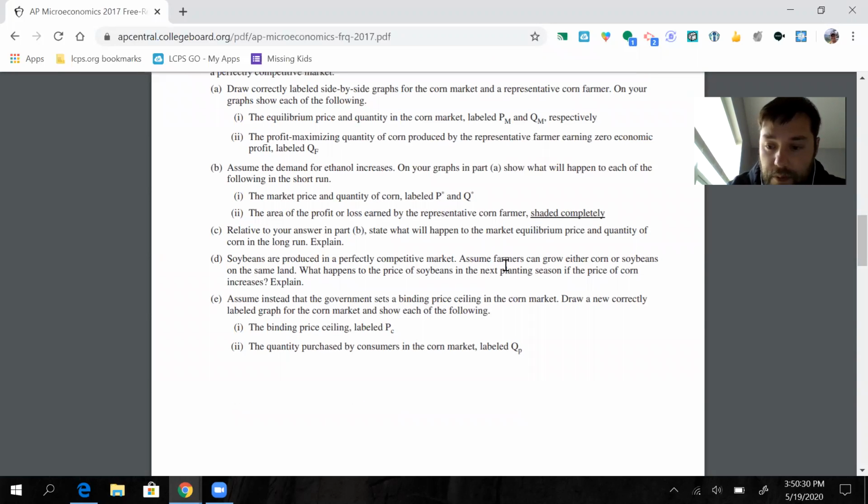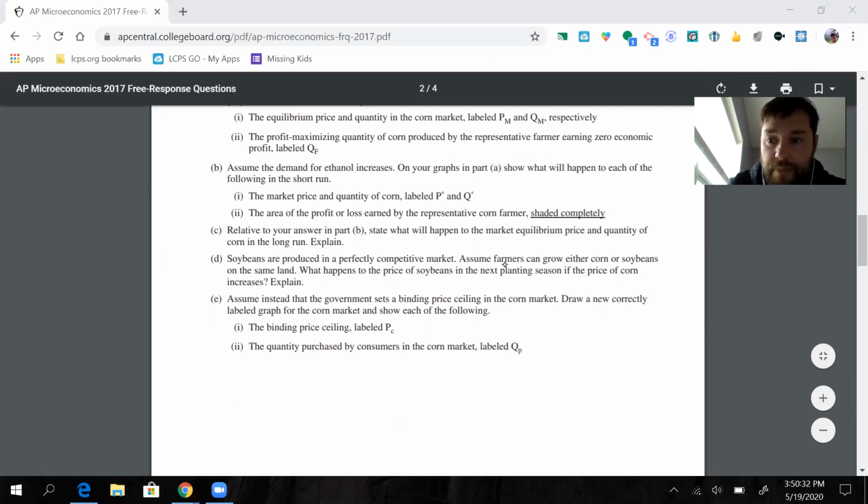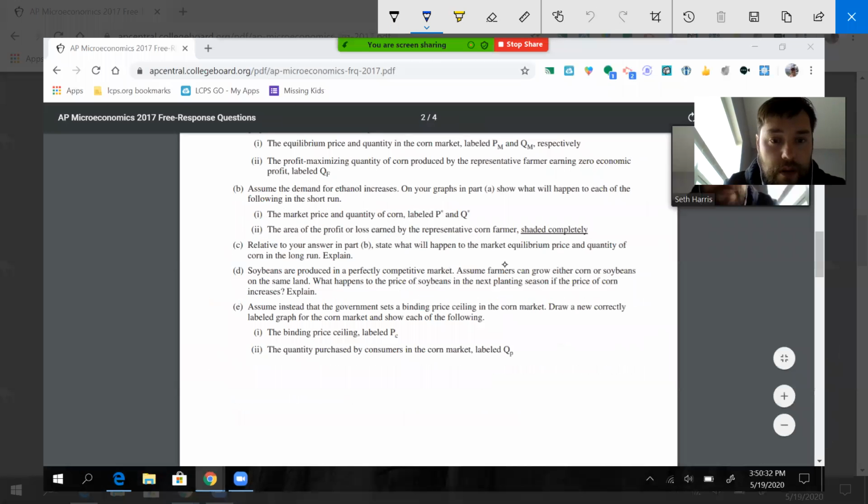Scroll down so we have some space. All right, relative to your answer in part B, state what will happen to the market equilibrium price and quantity of corn in the long run. Okay, so we saw all of a sudden a corn farmer was making a pretty hefty economic profit, right? And what happens in perfectly competitive markets in the long run? Well, they don't make economic profits, right?